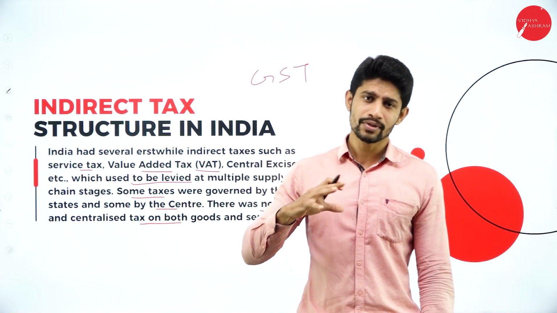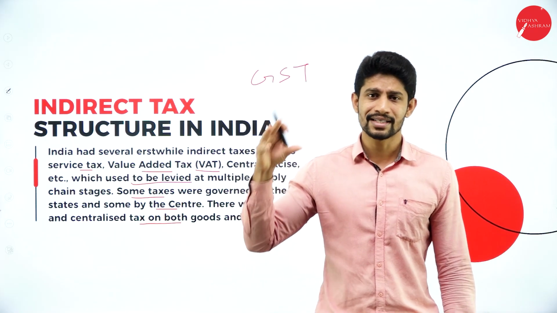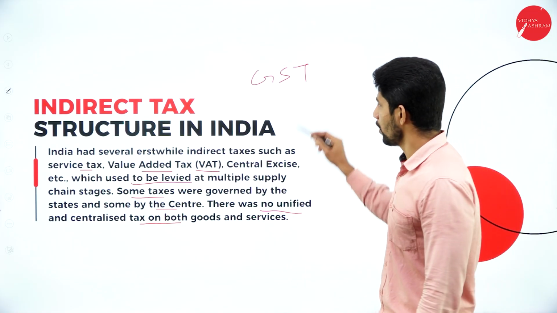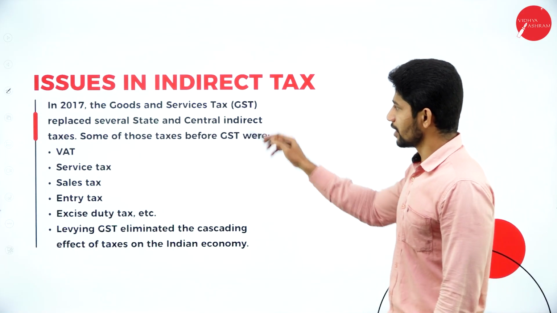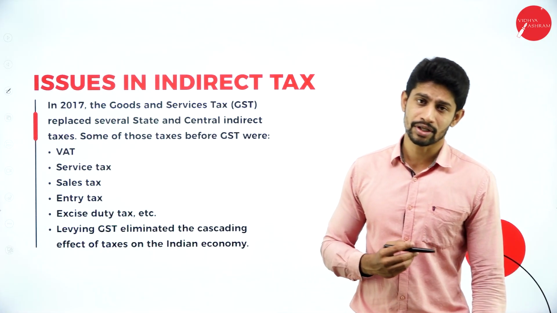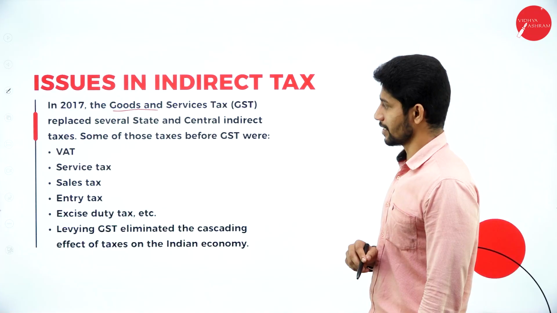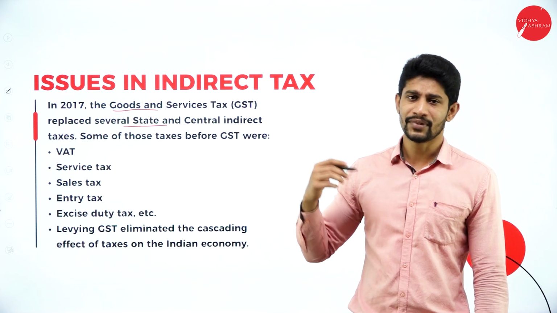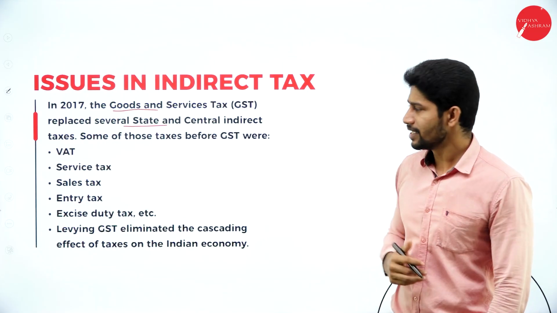So earlier to GST, there were so many confusions with respect to what type of tax we were supposed to impose on a particular supply of goods or services. So this was the scenario in India before the introduction of GST in the year 2017. So next, issues in indirect taxes. What was happening when the old indirect tax structure was in India? In 2017, the Goods and Services Tax, GST, replaced several state and central indirect taxes. Yes, as I said, GST replaced several different types of indirect taxes of the state and central government.